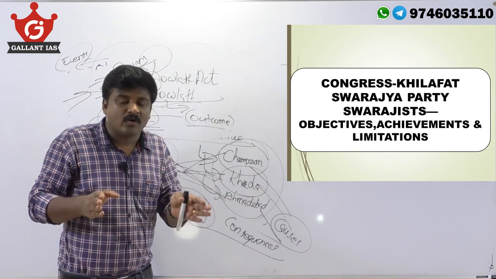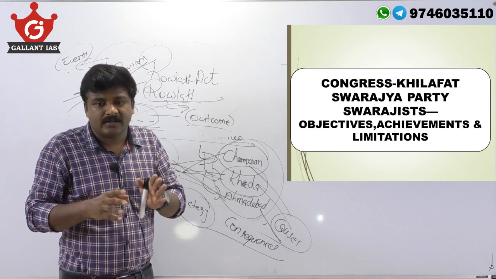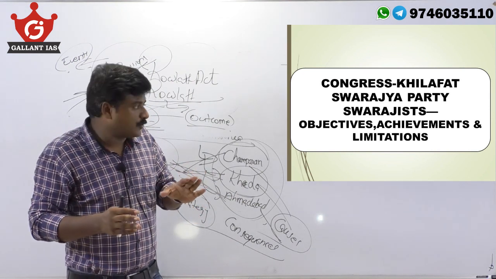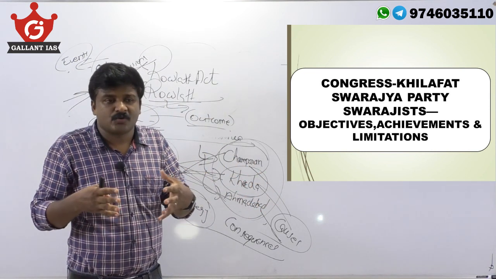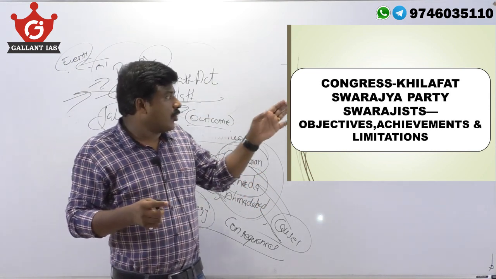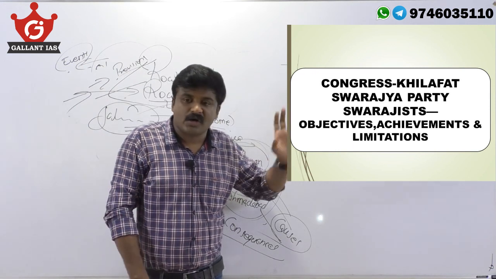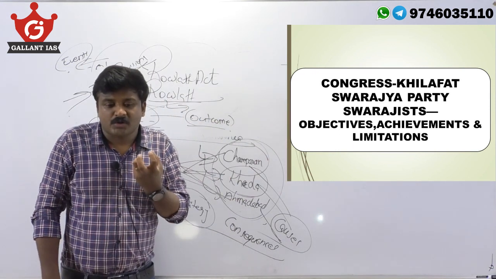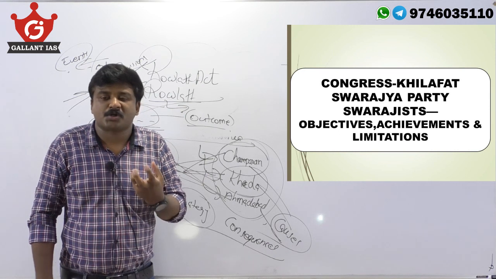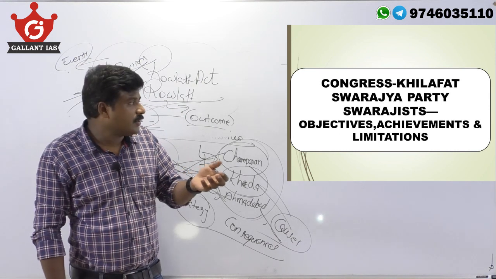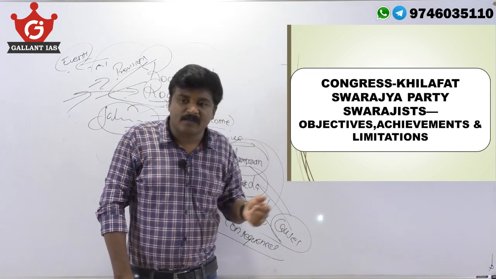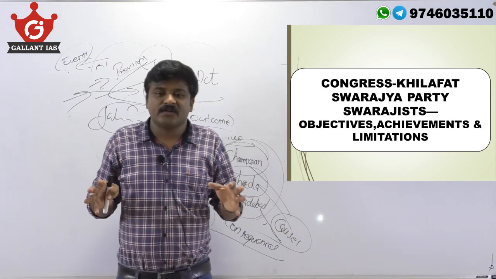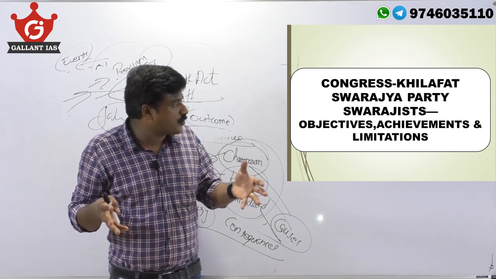Okay, split means an ideological split, but it was not like the Surat split, you know. Finally, it was reconciled also. It was settled also. So the Congress Khilafat Swarajya Party worked as the political organ of the Indian National Congress in the Legislative Council. Okay, so you must understand the Congress Khilafat Swarajya Party. What were the reasons for the rise of this party?